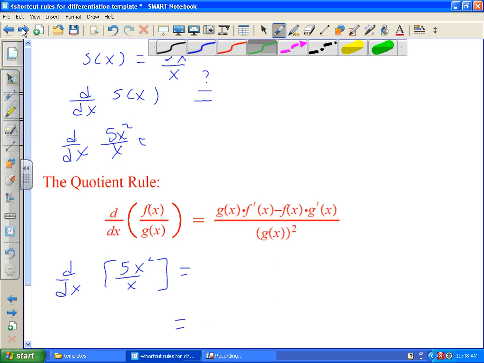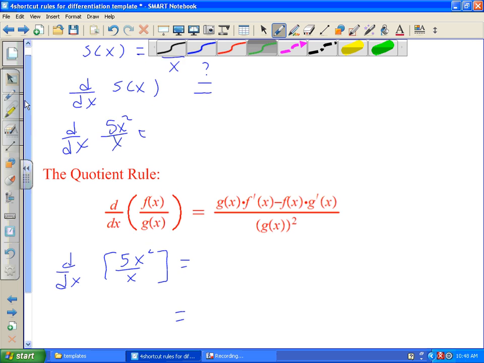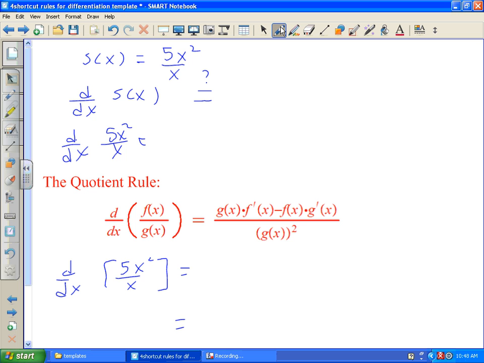Let's see. Now we're going to take a look at the quotient rule. But before I introduce you to the quotient rule, I want to give you an example. Say 5x squared over x. If you like, don't write this first example. I want you to start writing down here because this is where the real quotient rule is going to be. But how do you simplify 5x squared over x?